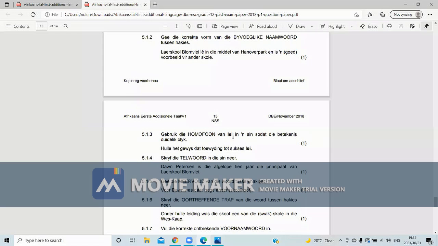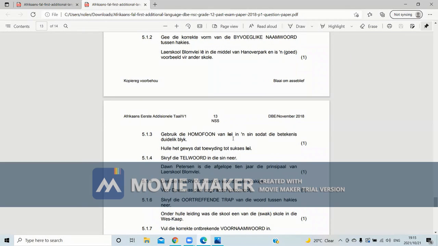Okay, so gebruik die homofoon van lei in 'n sin sodat die betekenis duidelik blyk. Okay, so they love testing lei, and lei. Okay, so hulle het gewys dat toewyding tot sukses lei. So they showed that perseverance or dedication leads to success. So homofoon, the way you remember the difference between homonym and homofoon, think about a phone by your ear. It sounds different. I mean, it sounds the same, but it has different spelling, different meaning.